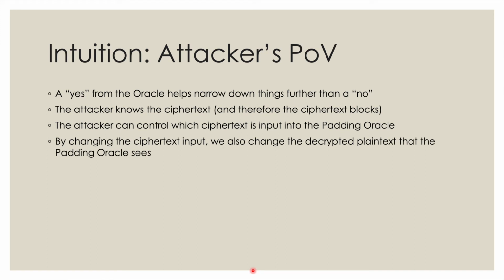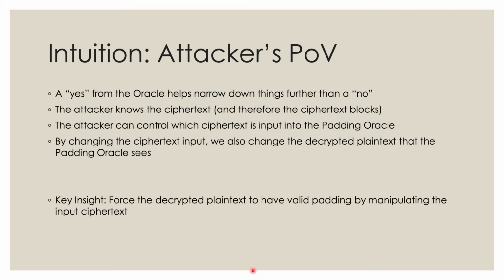So here's the key insight. We need to try and introduce some kind of change so that the padding oracle tells us the decrypted plaintext has valid padding. In other words, we can try to force the plaintext decrypted by the padding oracle to have some kind of desired valid padding by manipulating the ciphertext we provide as input to the padding oracle.